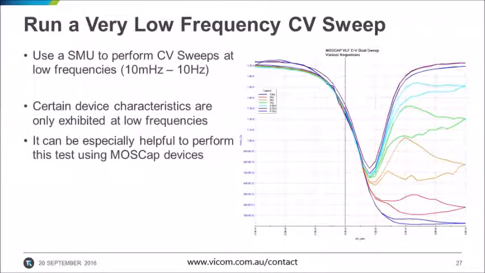Certain device characteristics only exhibit themselves at very low frequencies. To analyze these characteristics, we must run a very low frequency CV sweep, or VLF-CV sweep. This test is generally performed on a test MOSCAP device elsewhere on the wafer and not directly on a MOSFET device. As the name implies, the VLF-CV sweeps over a capacitor at low frequencies.